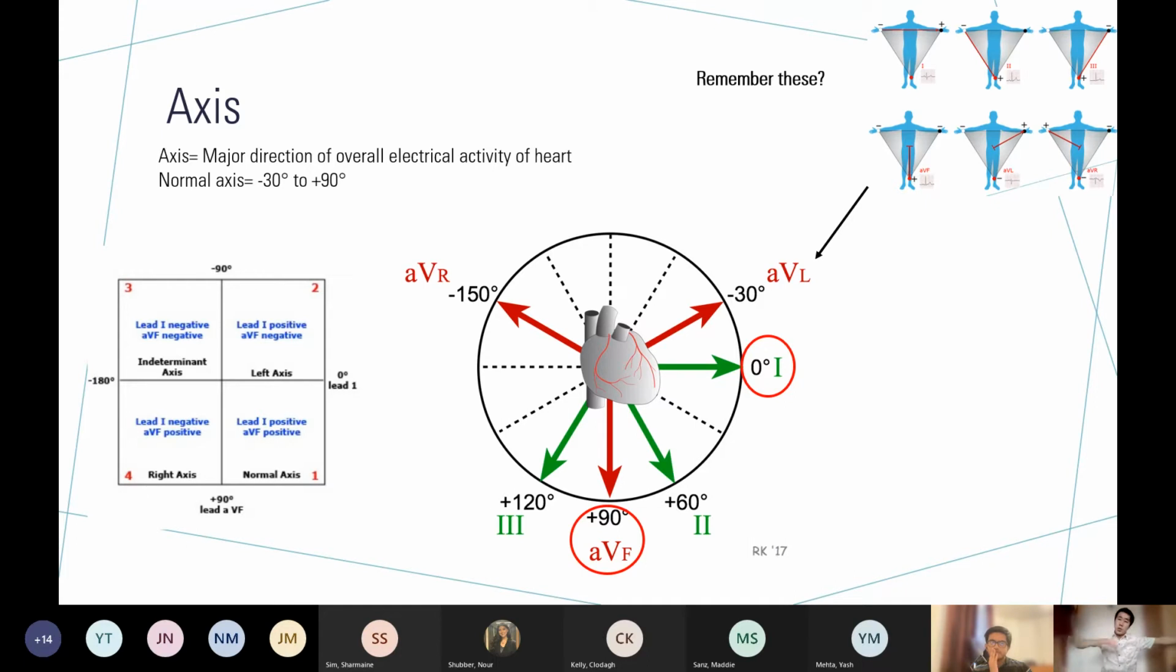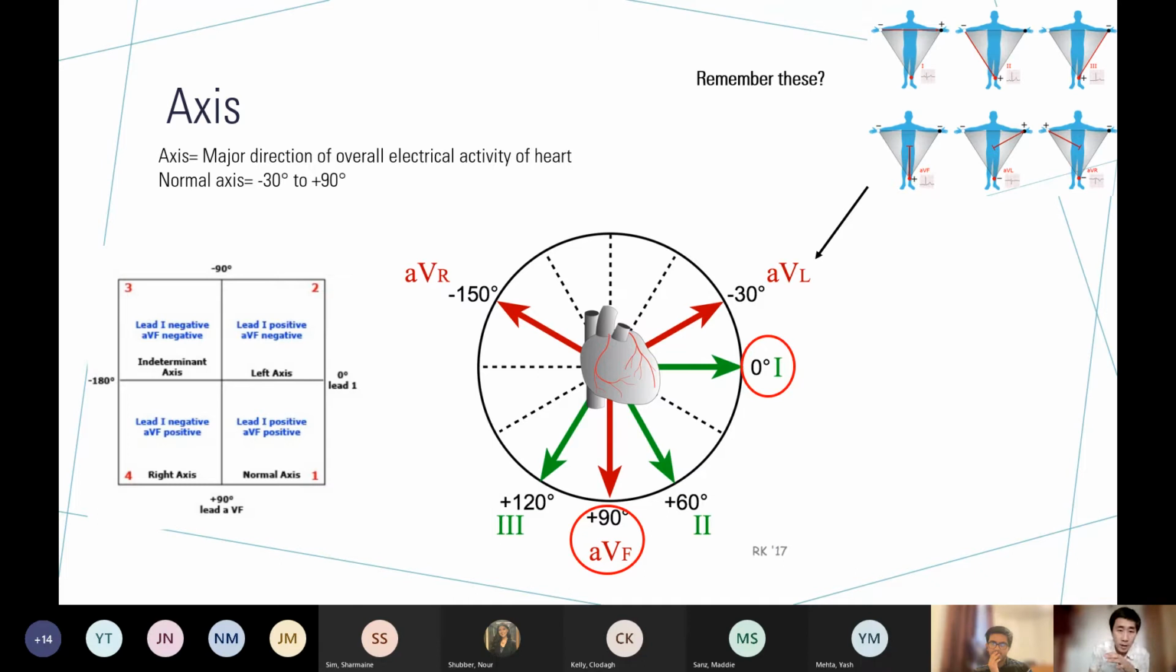So broadly across is 0 degrees, okay? And then you go anti-clockwise, so going straight down is +90, going up is -90. And the reason why it's +90 going straight down is because the heart is more commonly pointing down than pointing up.